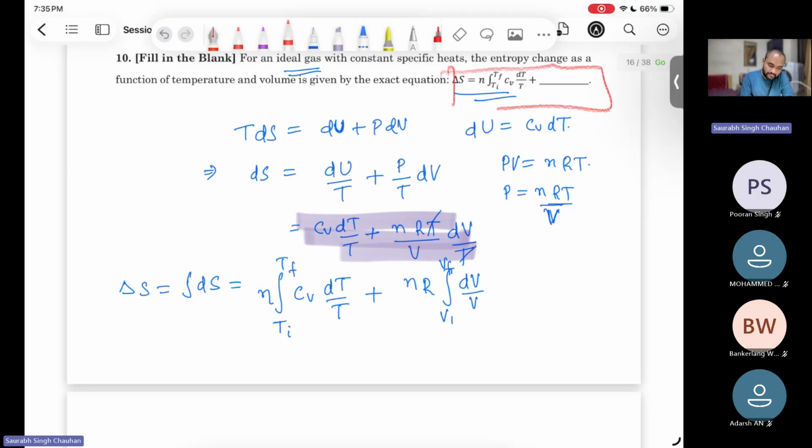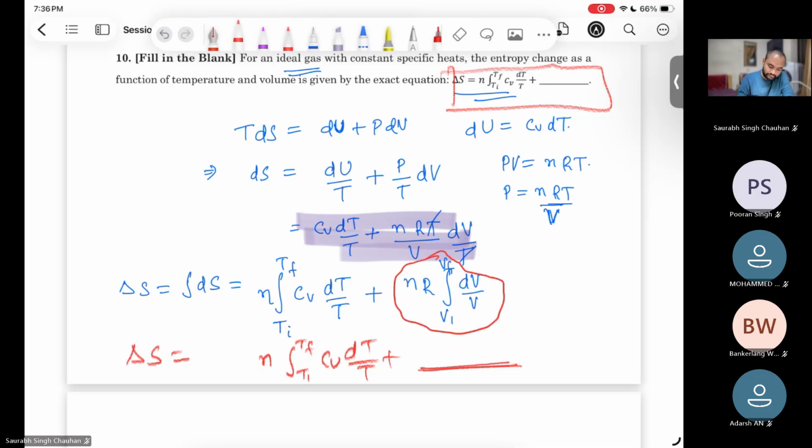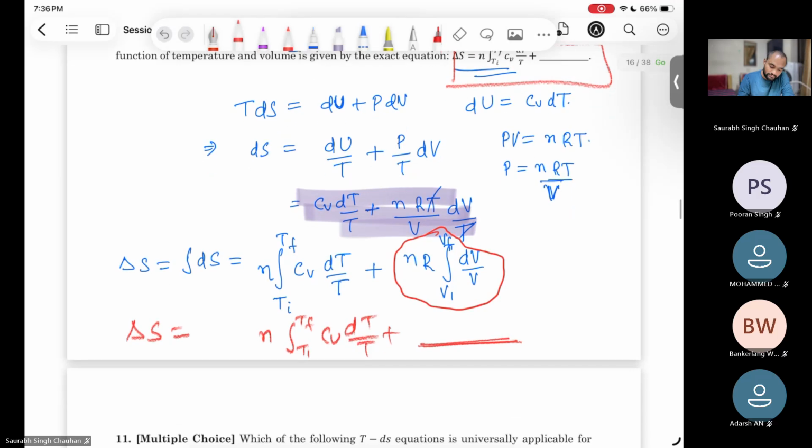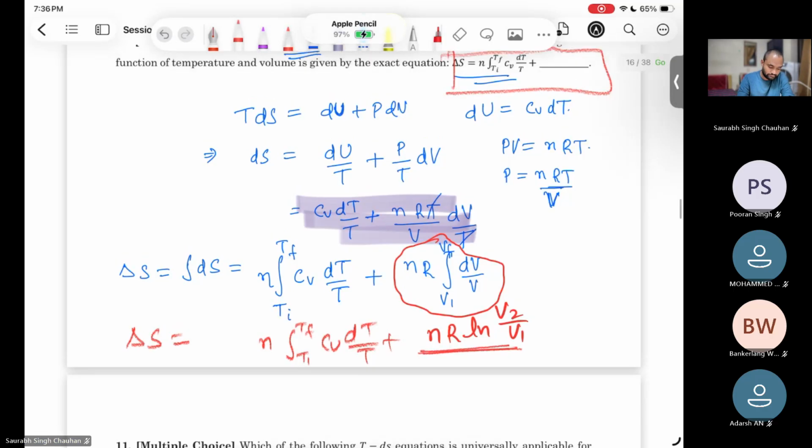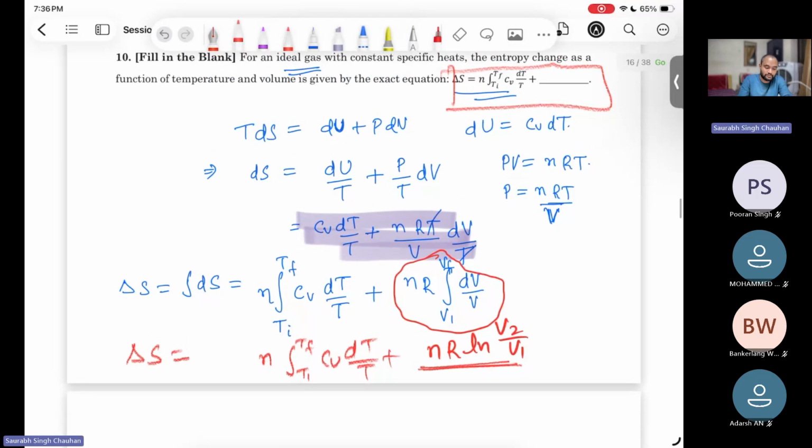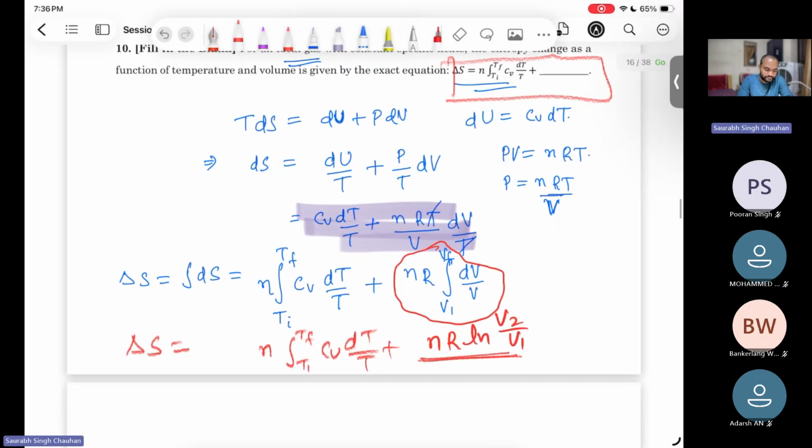What is given? This is given. So we have to compare with this. Delta S is equal to n, Ti to Tf, Cv dT by T plus this fill in the blanks. So now tell what should be in the blank. This quantity, right? Correct. This quantity will be equal to nR ln V2 by V1, right? So like that you can calculate the change in entropy.